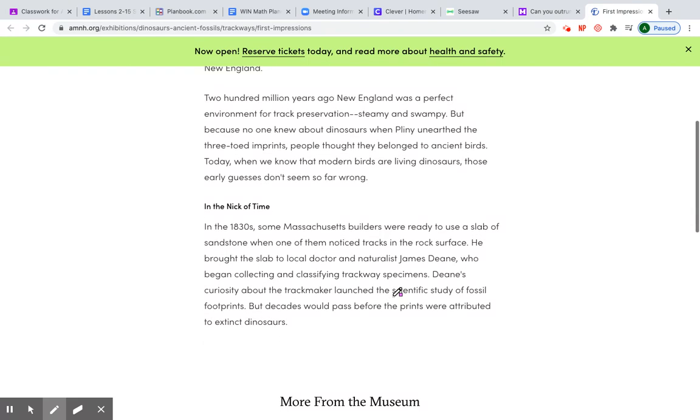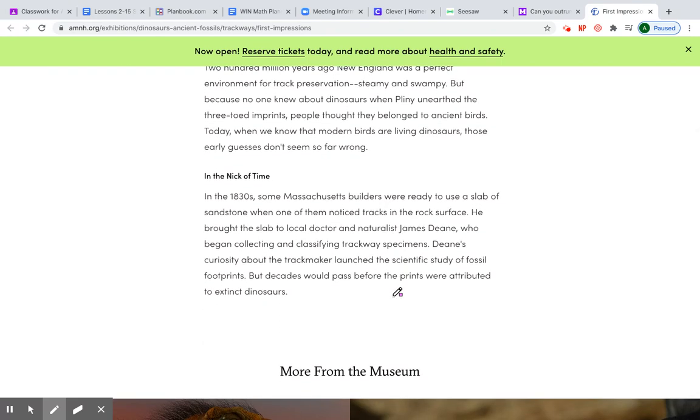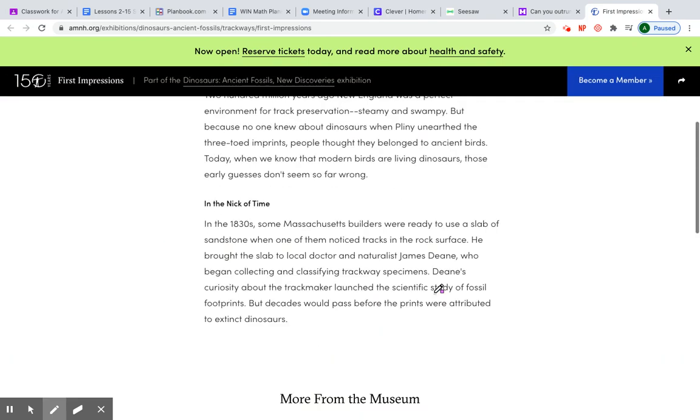In the 1830s, some Massachusetts builders were ready to use a slab of sandstone when one of them noticed tracks in the rock surface. He brought the slab to a local doctor and naturalist, James Dean, who began collecting and classifying trackway specimens. Dean's curiosity about the track maker launched the scientific study of fossil footprints. But decades would pass before the prints were attributed to extinct dinosaurs.